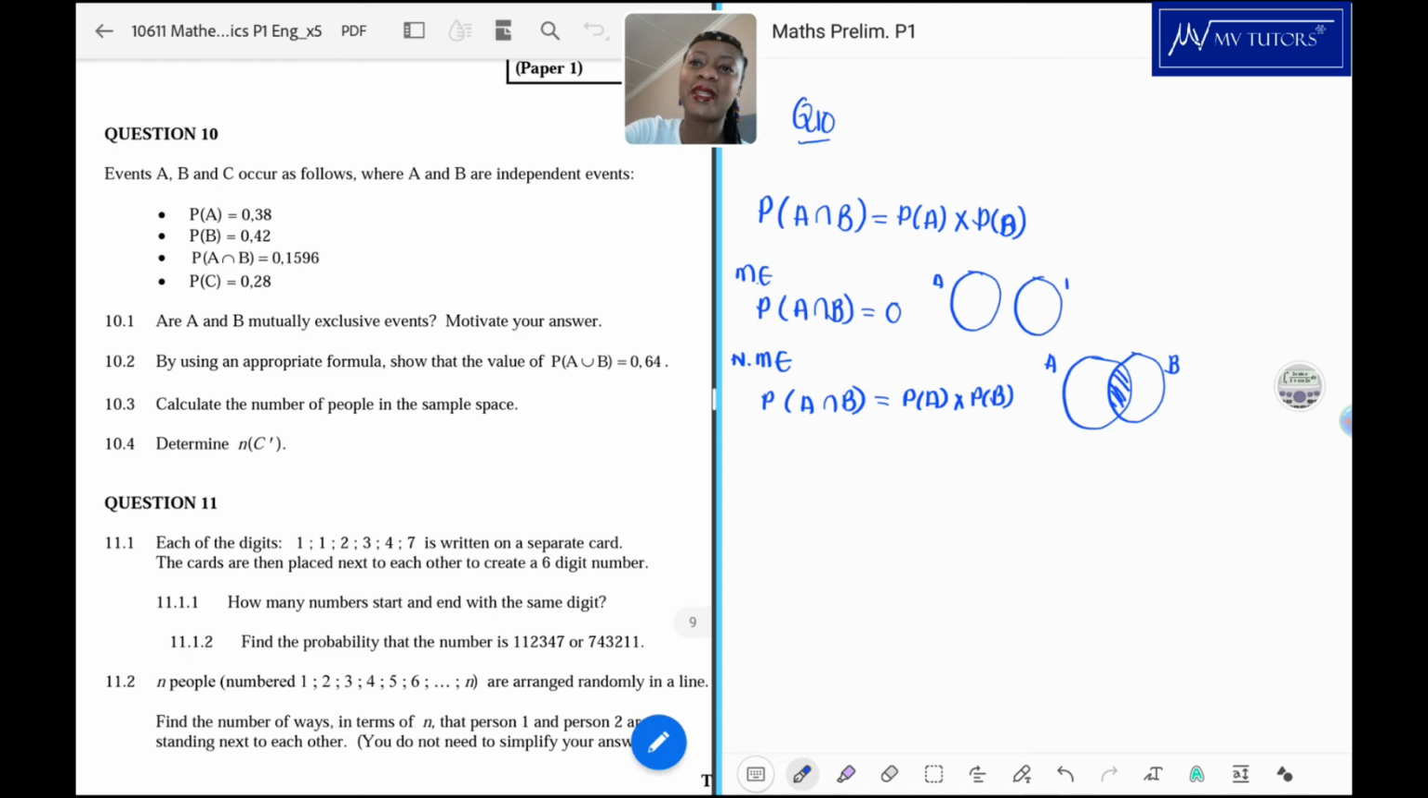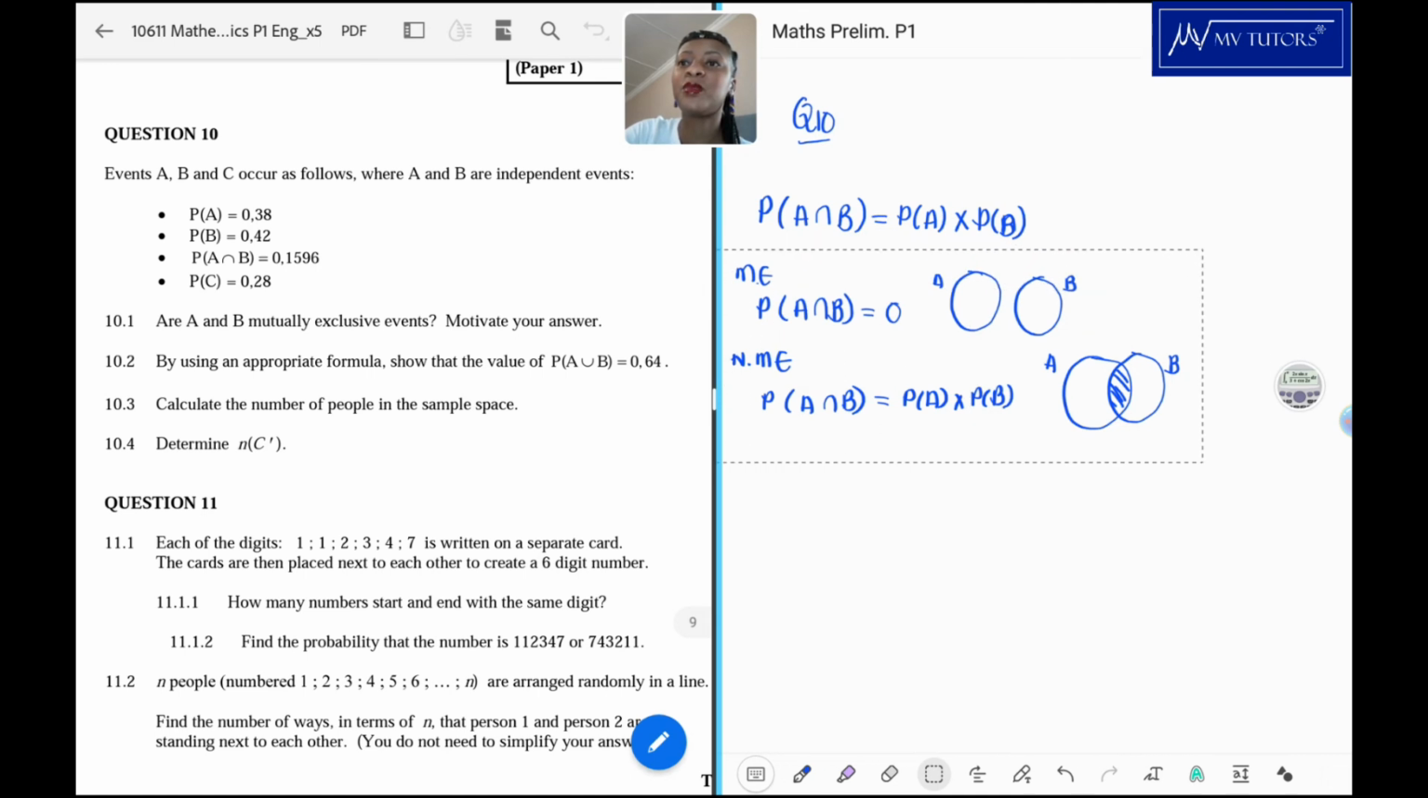And there is no intersection. So let us see, are A and B mutually exclusive? Basically, if they are mutually exclusive, then the probability of A and B, which is 0,1596, should be equal to the probability of A times B. So we're going to check.